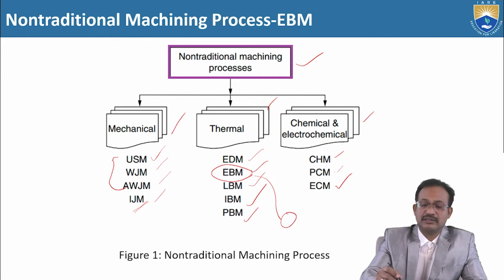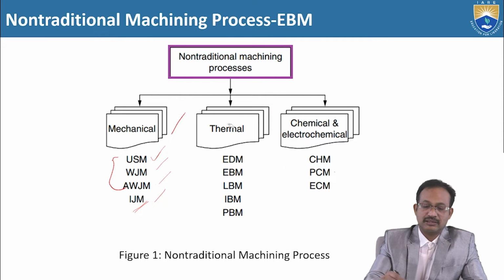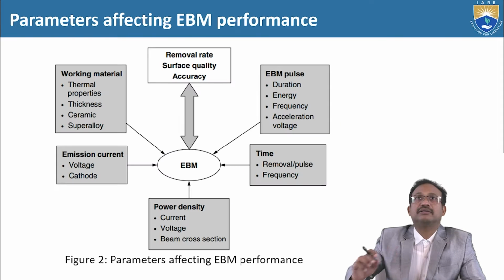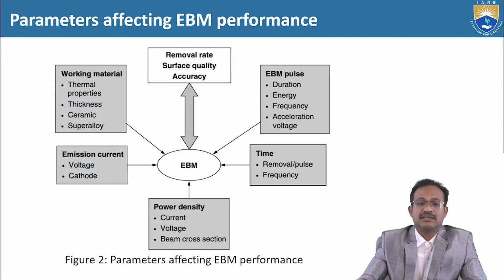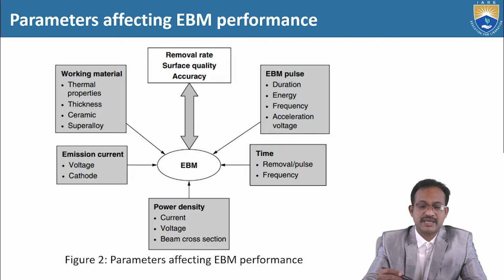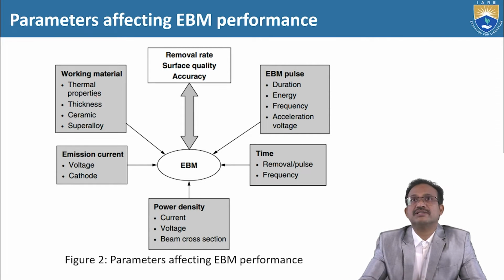Before we learn these things, we will discuss a brief on the working of each element or segment of the electron beam machining and a few of the applications. Now let us see the parameters affecting electron beam machining performance. In the last presentation we discussed the same thing: electron beam machining and its influence on removal rate, surface quality and accuracy because of these process parameters.